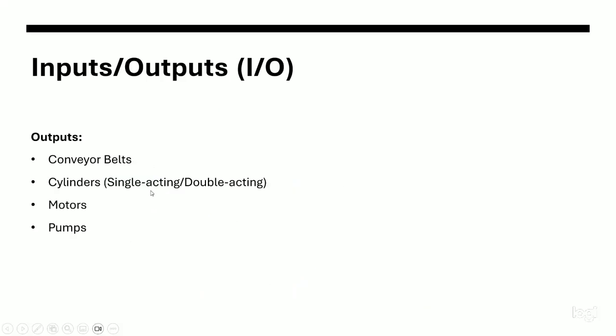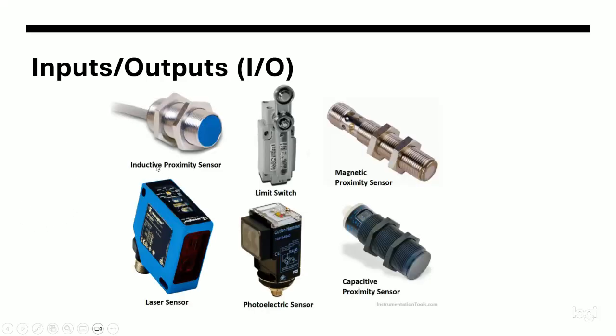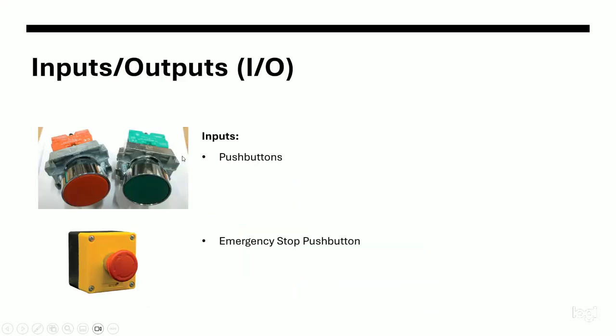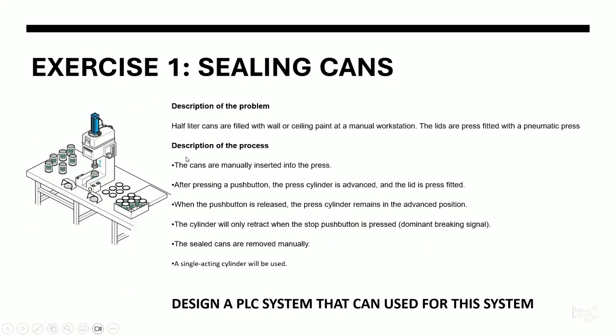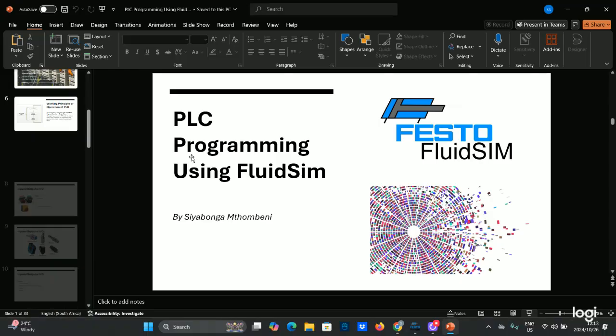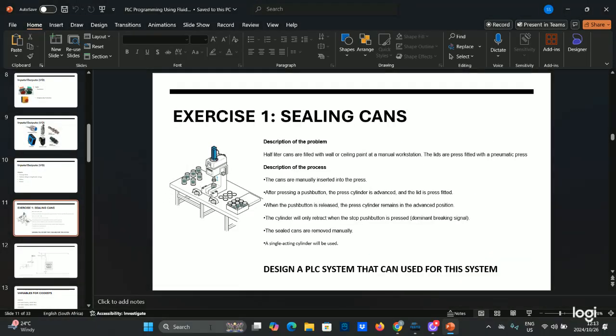So outputs. As I said, there are conveyor belts, cylinders, motors, and pumps. They get triggered by these inputs. And now I think we are ready to start our exercises. So now I've opened FluidSIM.